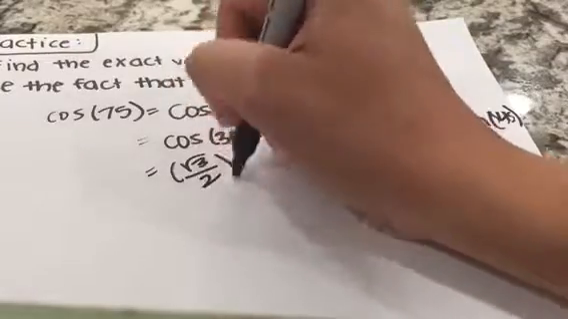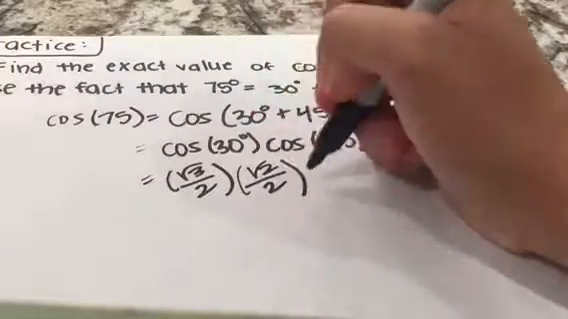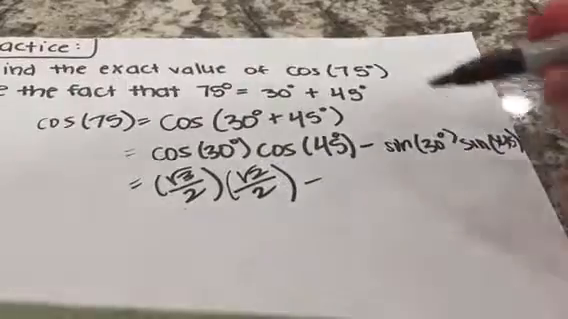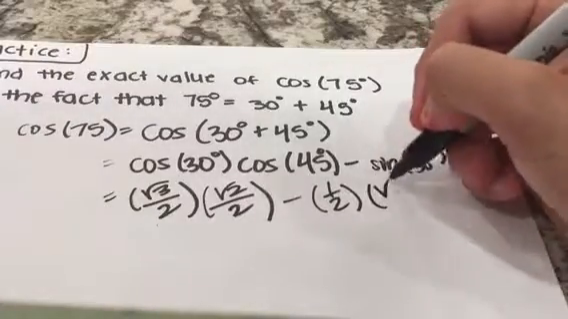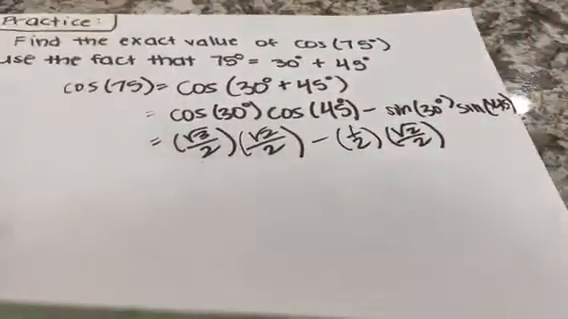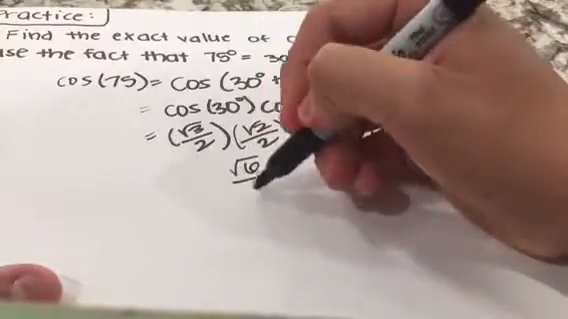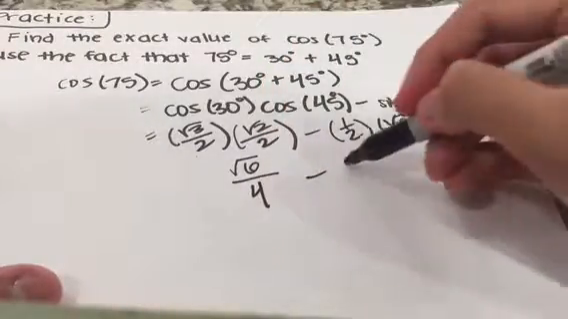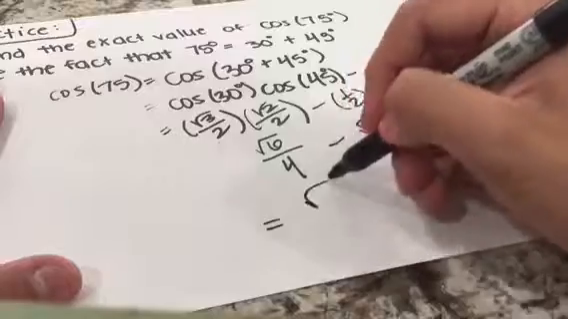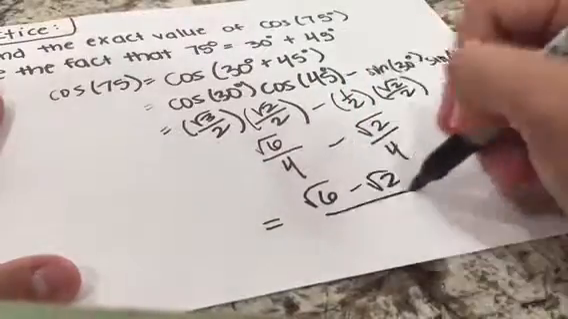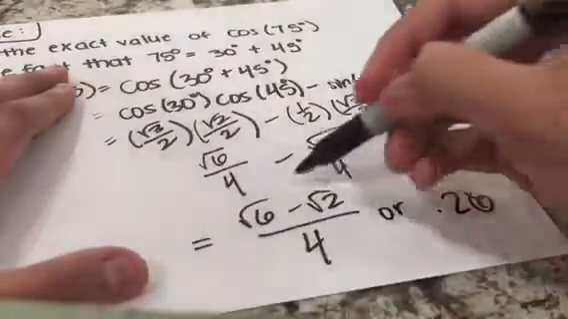Okay, so now with the unit circle, we know that the cosine of 30 degrees is root 3 over 2, and the cosine of 45 degrees is root 2 over 2. And we know that sine of 30 degrees is 1 over 2, and the sine of 45 degrees is root 2 over 2. Now we multiply these together, and we get root 6 over 4 minus root 2 over 4, which equals root 6 minus root 2 over 4, or 0.6.